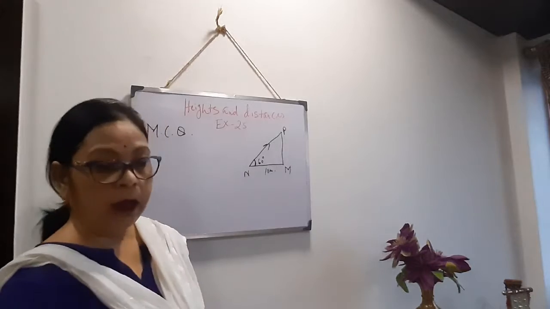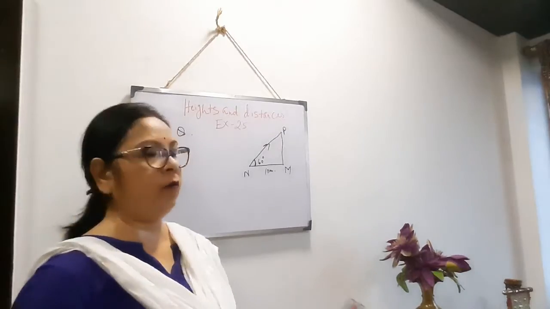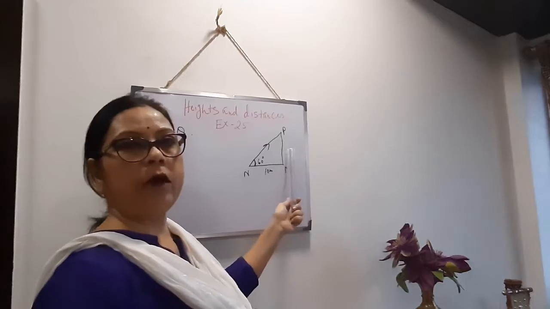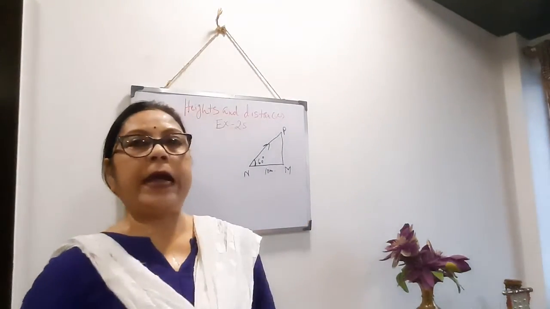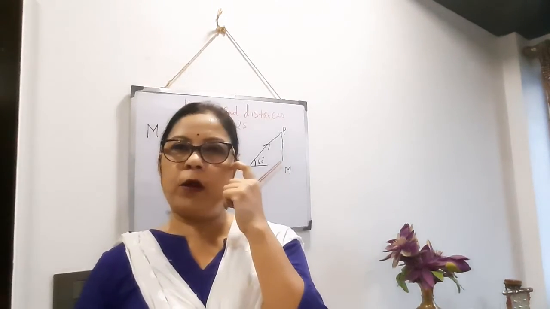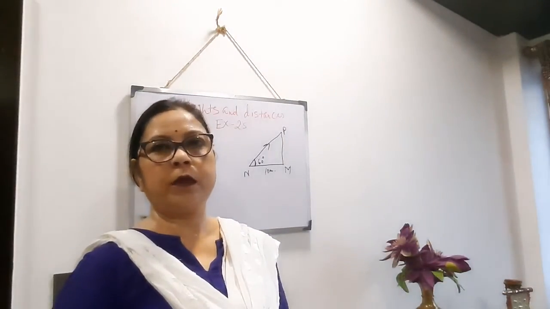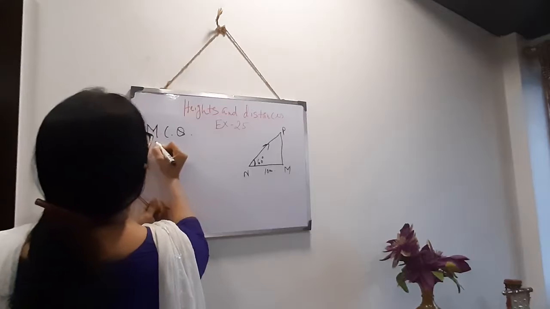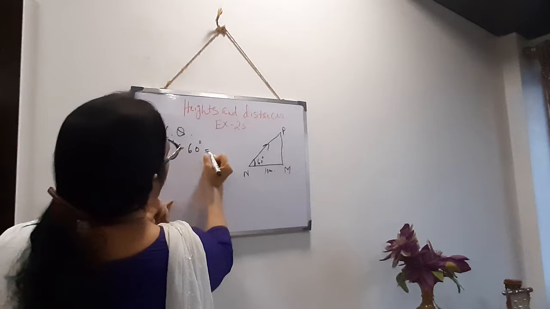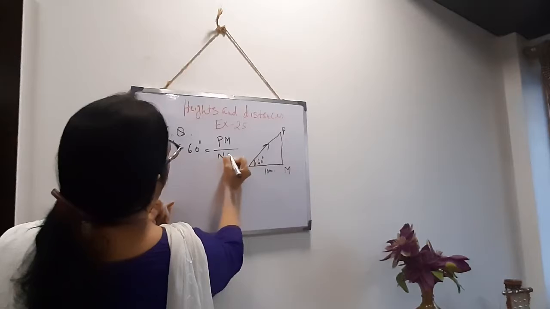Now you have to decide what you will apply, either sine or cos or tan. How? Here base is given, perpendicular you have to calculate. So you know tan is related with perpendicular and base. Tan theta means perpendicular by base. So here we will apply tan, not sine nor cos. Clear? So tan 60 degrees is given, perpendicular is PM and base is NM.